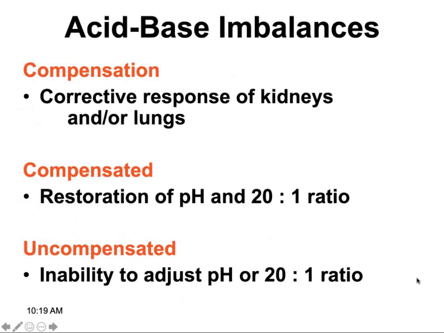In addition, there are a few more things which are more important when we go to the clinics, but it is important to know the basic physiological basis of that. So the first one is compensation. Compensation is when there is a corrective response of kidneys and lungs. Accordingly, we can have a compensated response or an uncompensated response. The compensated response is when there is a restoration of pH and the 20:1 ratio. Uncompensated, as the name indicates, is when there is an inability to adjust that ratio.